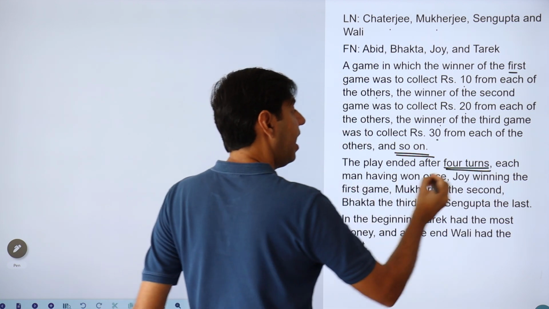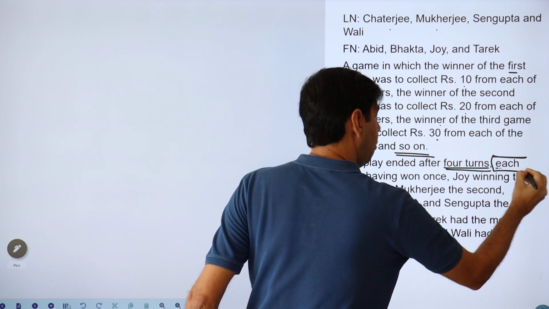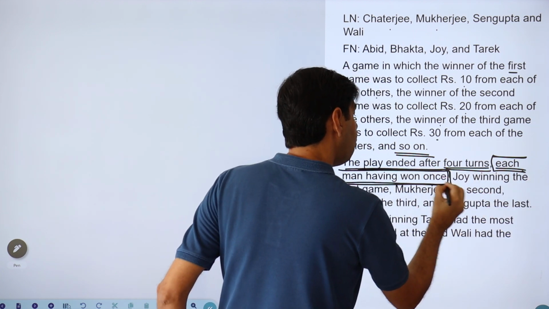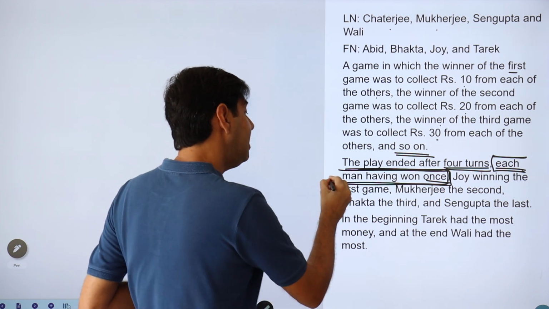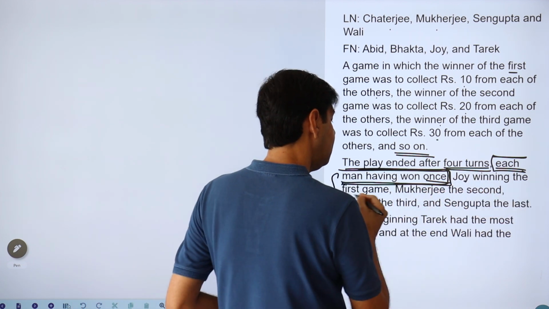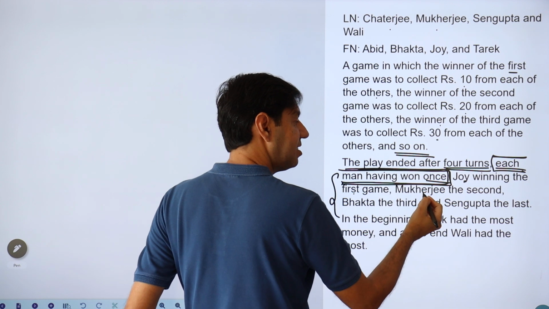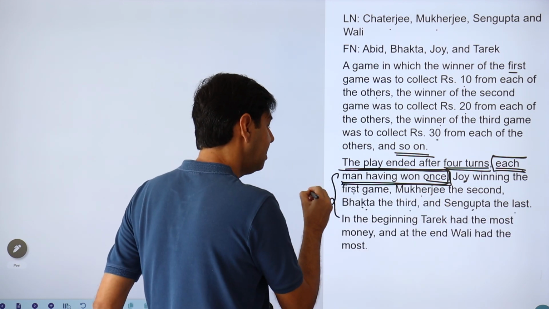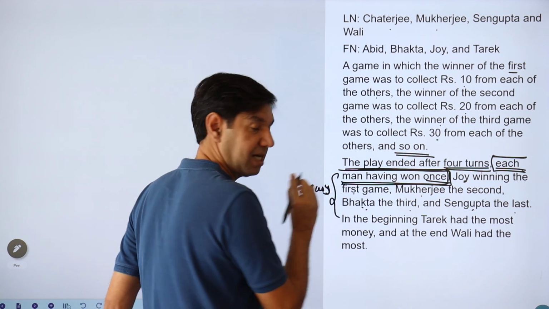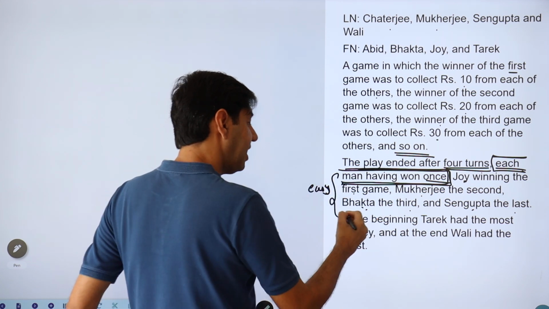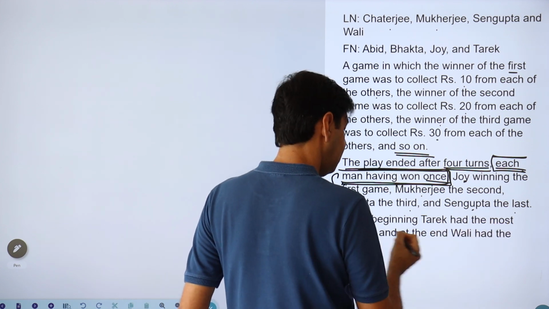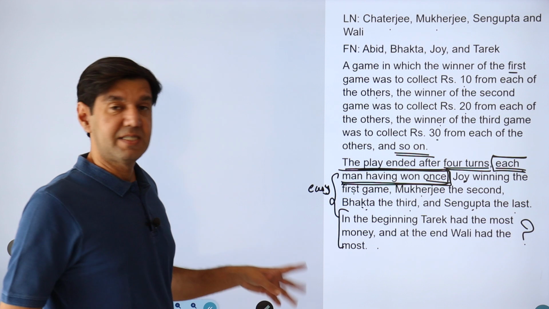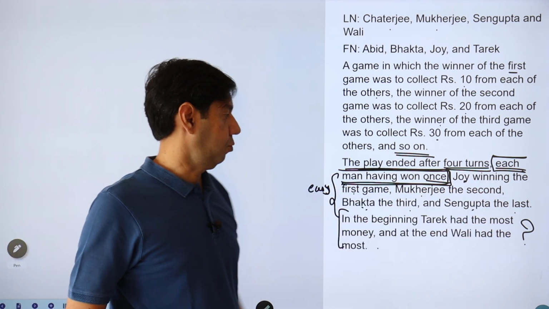You have to check, right? Each man, very important, each man having won once. So all 4 people, 4 wins, and it's directly given who wins the first, second, third and fourth: Joy wins the first, Mukherjee the second, Bhakta the third, Sengupta the fourth. So this makes the set a sort of easy one to start. And then there's some data like this. In the beginning, Tarek had the most, and at the end, Wali had the most. So what do you make of it? We will see it once we go halfway through.